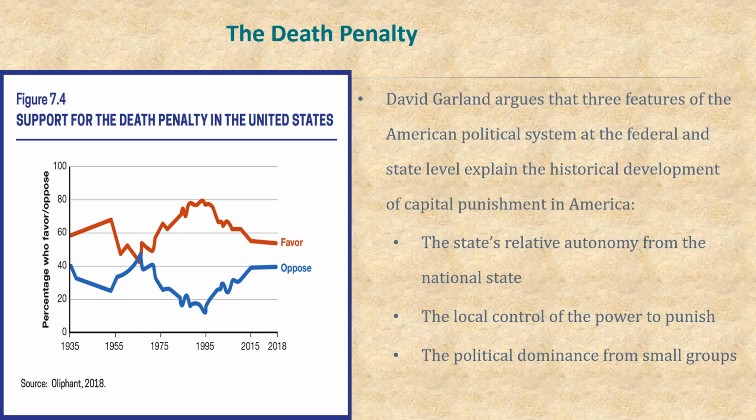The state's relative autonomy from the national state, the local control of the power to punish, and the political dominance from small groups. And here I turn your attention to figure 7.4, which looks at support for the death penalty in the United States.